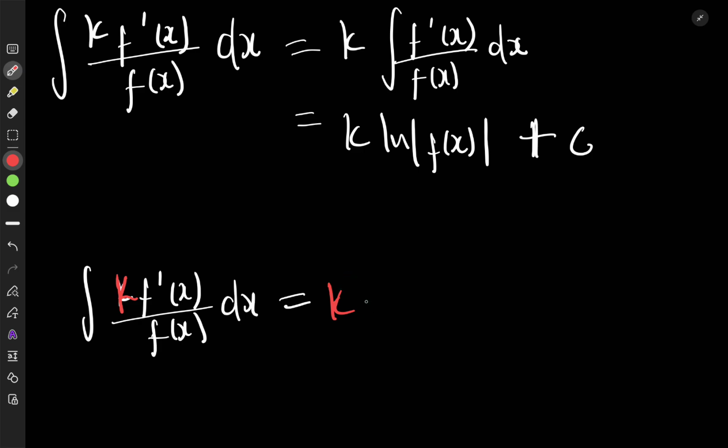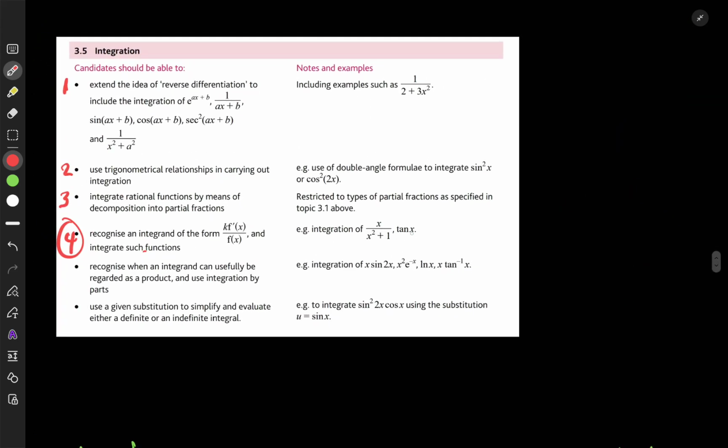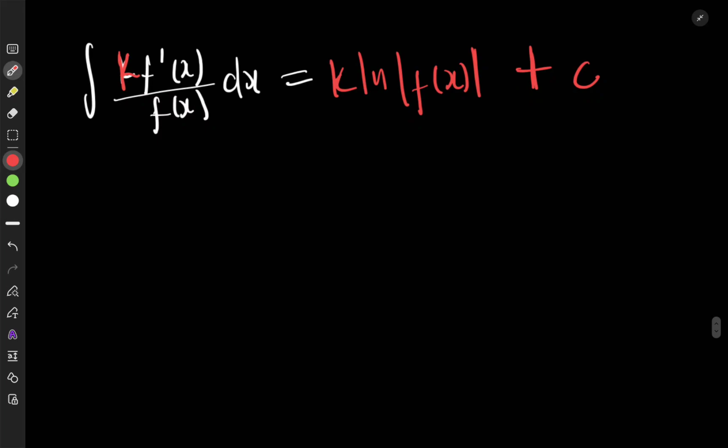So now you'll have k, and k is now going to multiply ln in modulus signs, we put our f(x). Then we say plus constant of integration c. Now we're going to do several questions in the next video where we see how we practice this, beginning with the ones in your syllabus that we've just seen. There's two, x over x squared plus 1 and tan x. Maybe we can even try one now.